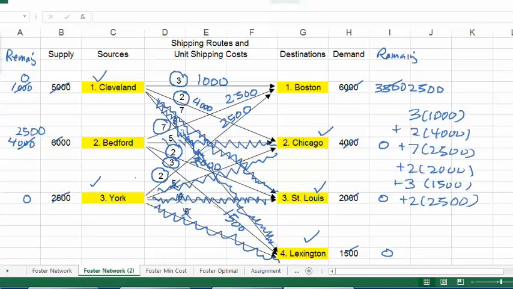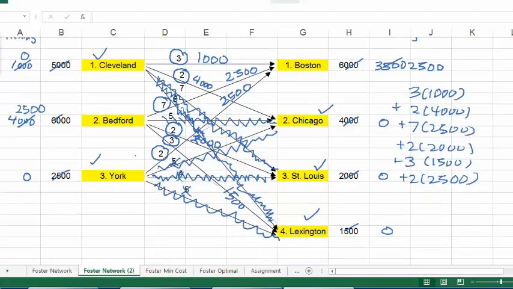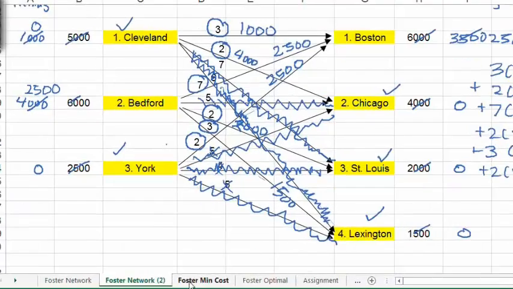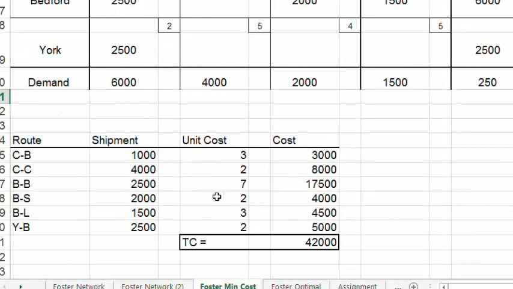And so we got 1, 2, 3, 4, 5. Okay, so that's it. So the total cost will be all this, and if you add up all these, that would be the total cost, and that is calculated on the next slide. So here are the unit costs that were used, and here are the shipment amounts multiplied together, and then add them up, you get 42,000.